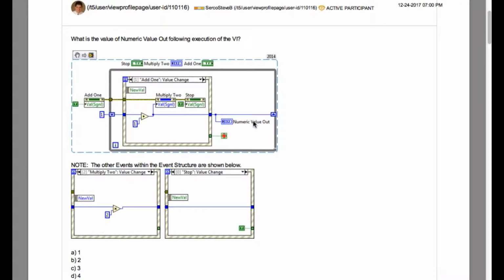Please pause, scroll, or mute if necessary to understand the problem and then resume when ready. Let's begin. The question says, what is the value of numeric value out following execution of the VI?